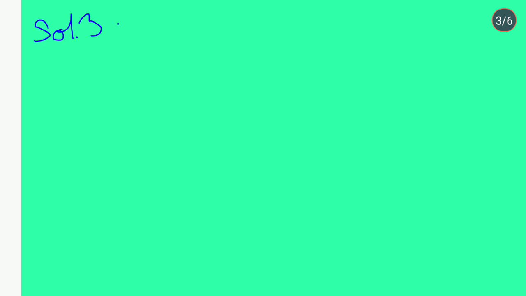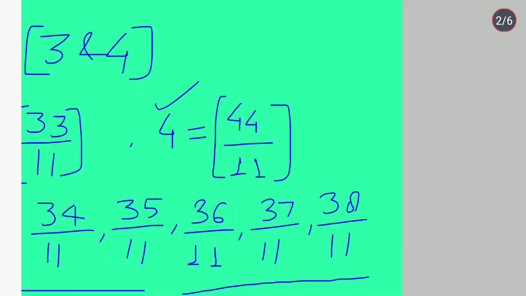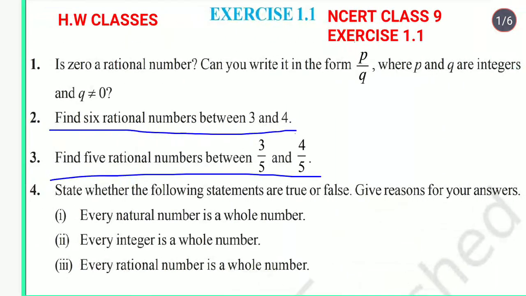Solution number 3. The question says you have to find 5 rational numbers between 3 by 5 and 4 by 5. You have to find 5 rational numbers between 3 by 5 and 4 by 5.